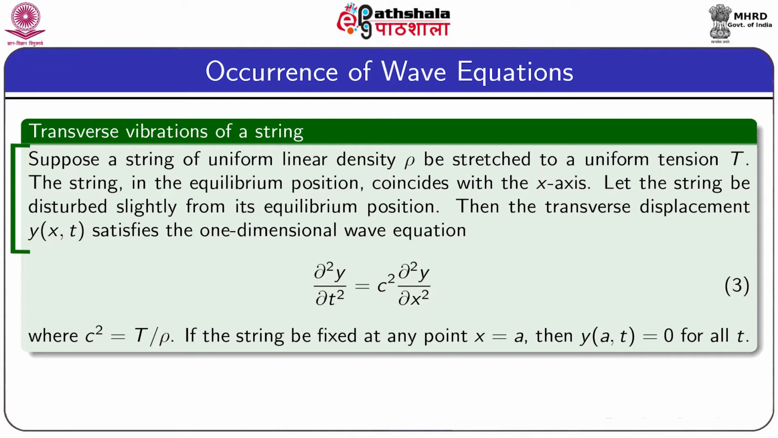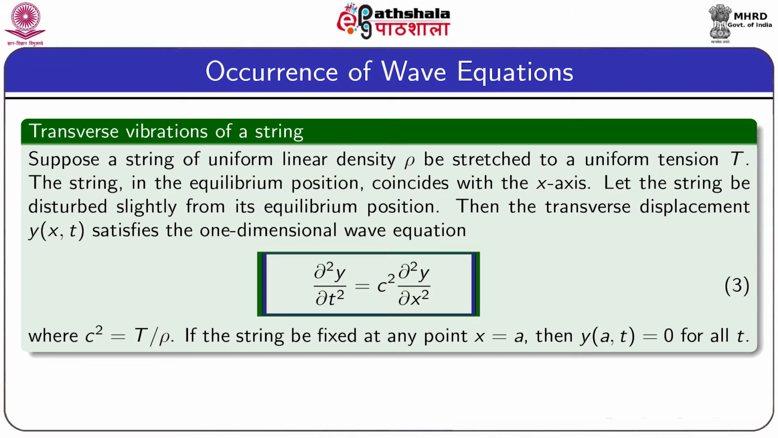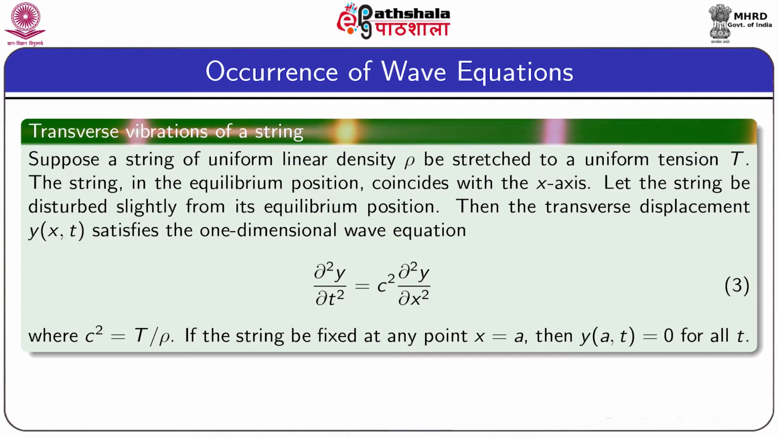Then this transverse displacement y will satisfy the one-dimensional wave equation which is written in equation number 3. Del 2y del t square equals c square del 2y del x square, where c square equals capital T by rho, where capital T is the tension of the string and rho is the uniform density of the string.